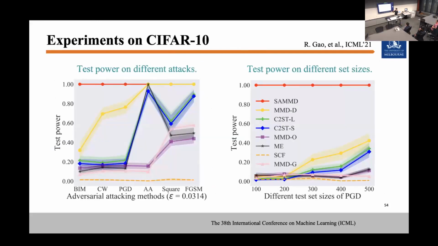Yeah, and then we just move to the result. The design is very easy if we have previous knowledge from the last paper. This is the test power on different attacks, and we consider different methods or different test sets, or PGD. You can see our method always has a high test power, because for the semantic features it is very easy to distinguish between two sets of samples.